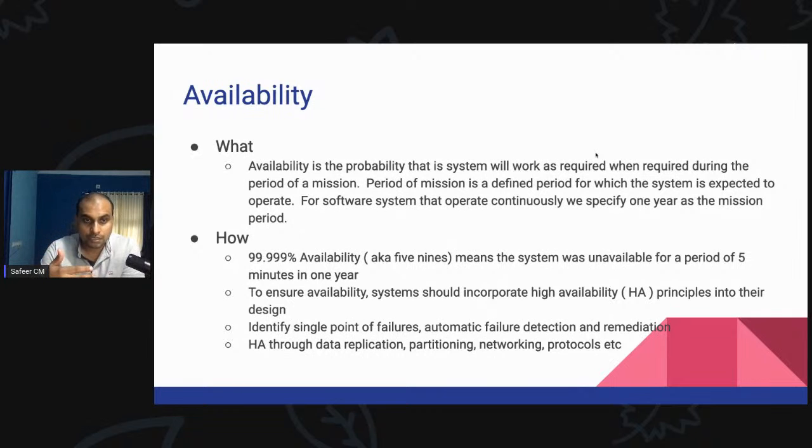But in the case of software, most of the software that you develop is supposed to run indefinitely. So the way we look at availability, essentially, is like a probability or a percentage. What we calculate is the availability for a year. That is the mission period for software systems usually. So you talk about availability in percentages. To give you an idea, a system that is available 99.999 percent of the time is also known in the industry as 5 nines, because there are 5 nines in the number. That means that the system is unavailable for a period of about 5 minutes in 1 year.